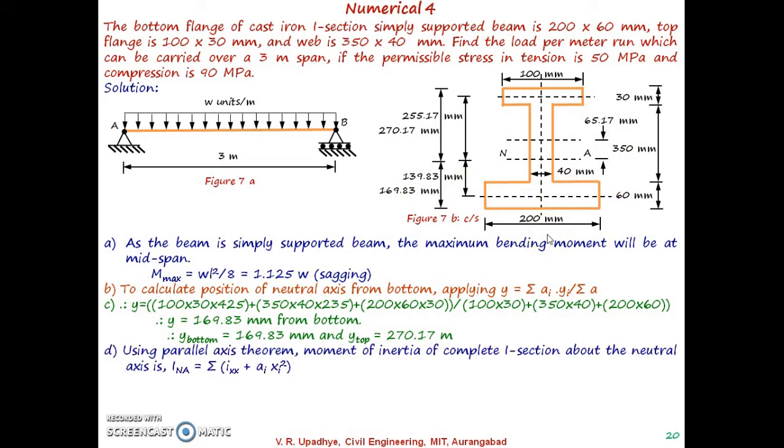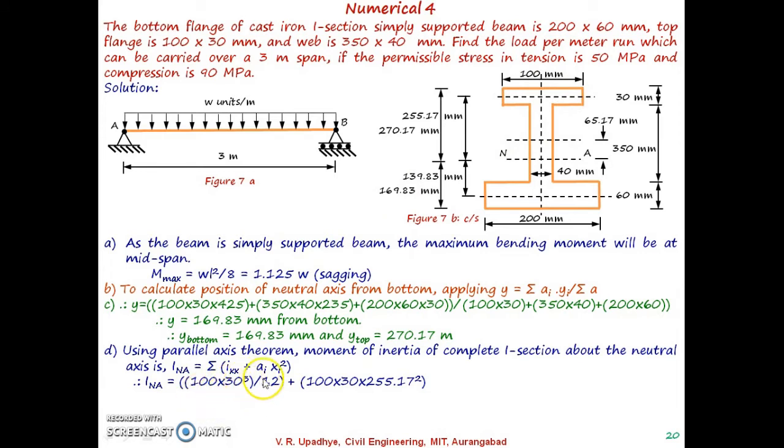So now with all these distances, we can go for applying the parallel axis theorem, because we want to find the moment of inertia of the complete I section. For an individual rectangle, it is BD cube by 12 about its own centroid, and then you need to transfer from its own centroid to the neutral axis by using A h square. That is now written over here. For the first area, the top flange, B is 100 and D is 30. So that BD cube by 12 is written over here first of all.